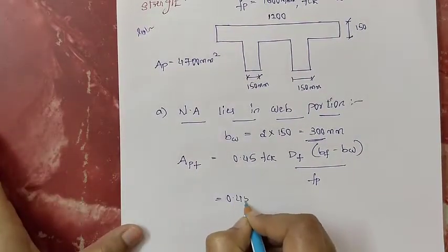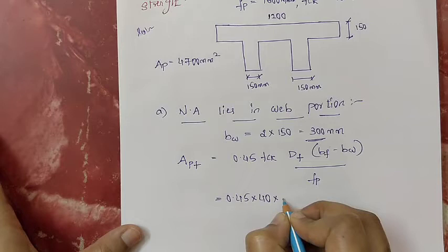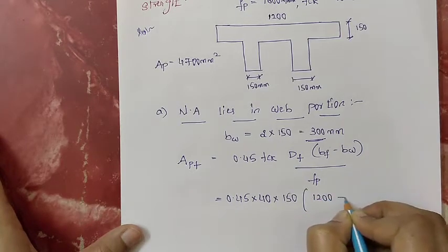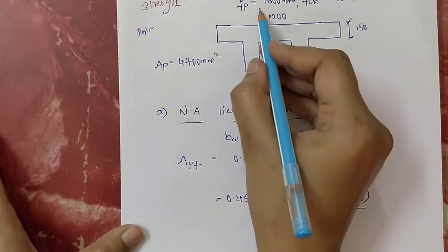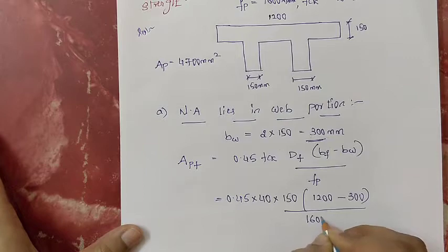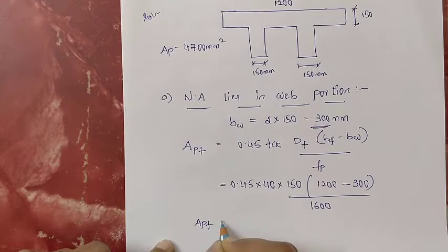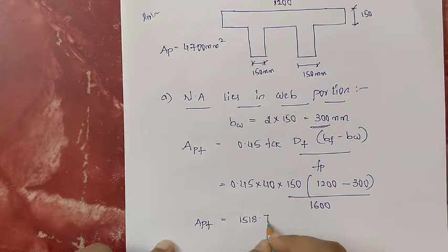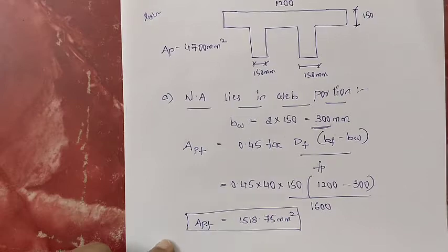Calculate APF, substitute the value, that is 0.45, FCK value it is 40, into depth of flange, it is 150, and width of flange it is 1200, width of web it will be 300, divided by FP value, it is 1600. Upon simplification you will get APF value as 1518.75 mm square. This is your APF.